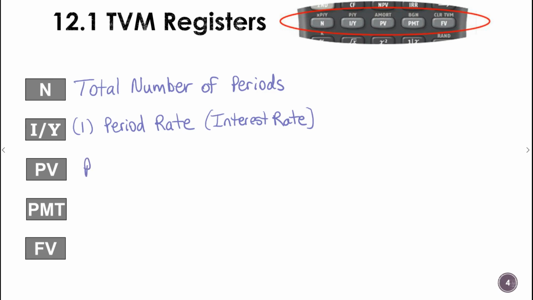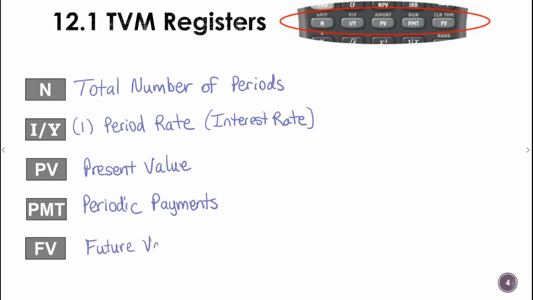PV stands for present value. And then PMT is payment, and this would be a periodic payment. So the number of times that it's paid would equal the number of periods for that particular savings account or whatever it might be. So that's our periodic payments. And then FV would be future value. All right, so that's just naming the keys, and you will have to understand those as you are learning this.